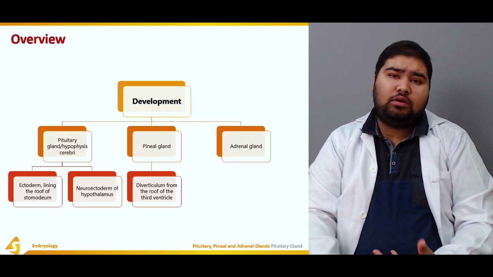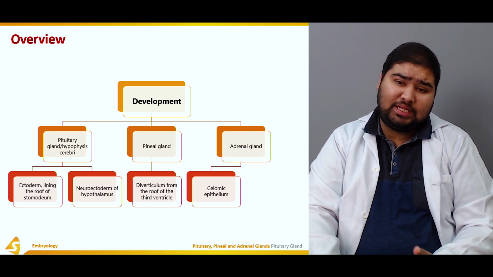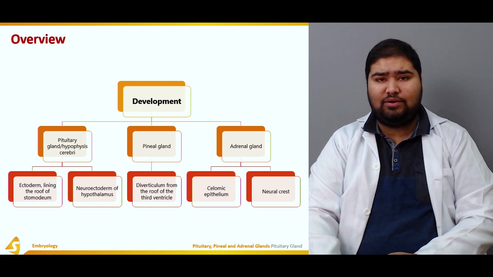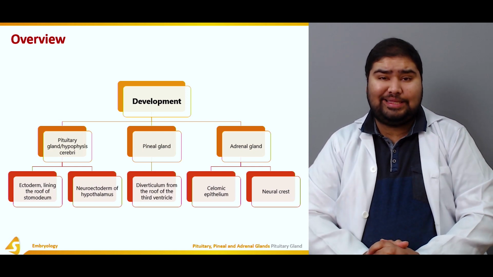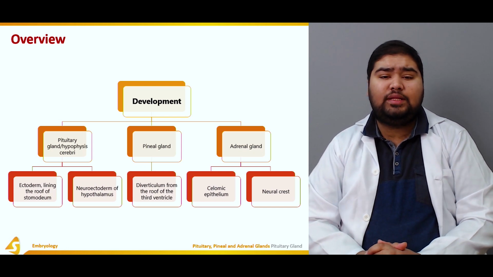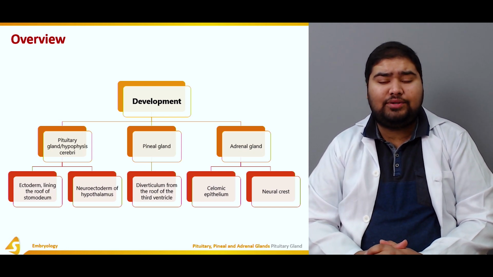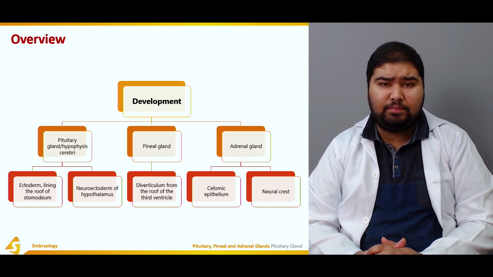And finally, let's talk about adrenal gland. The adrenal gland also has two different sources. It develops from coelomic epithelium and the neural crest cells. So while talking about these three glands, two of them have two different sources of development, these being the pituitary and the adrenal glands. However, the pineal gland has a single source of development.